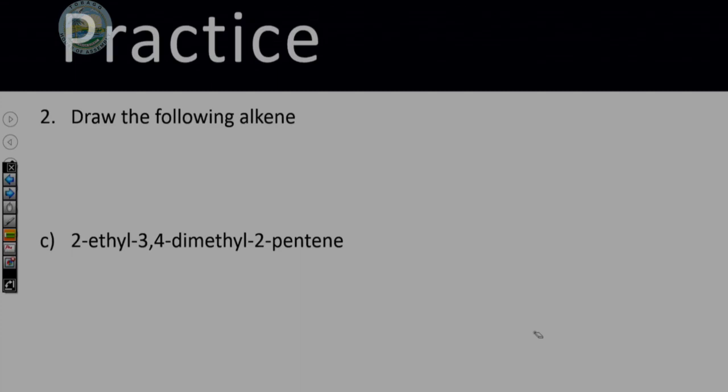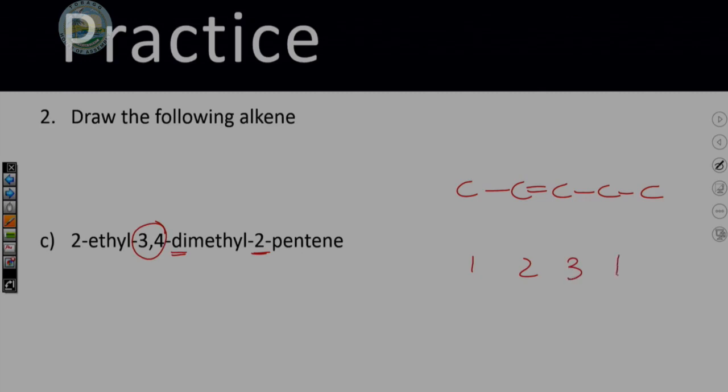Okay? So, first step, longest chain. Longest chain is pentene. So I know that I'm 5 carbons long. 1, 2, 3, 4, 5. Where's the double bond located? 2, which is the second carbon. So I'm now 1, 2, so the double bond is right here. Okay? So the double bond is on the second carbon. Next, we have dimethyl. So we have 2 methyl groups, and we have the numbers where they are located, which is 3 and 4. This is carbon 3, and this is carbon 4.